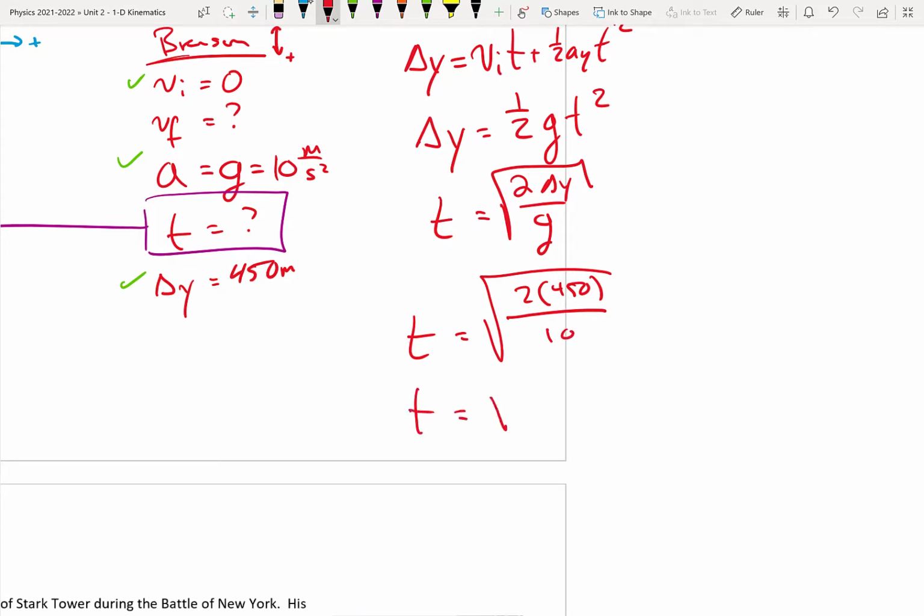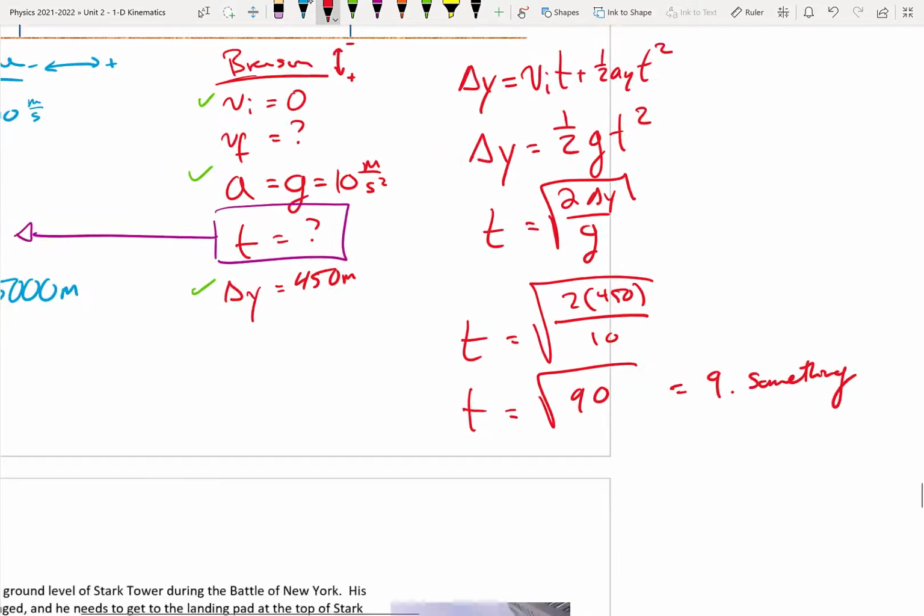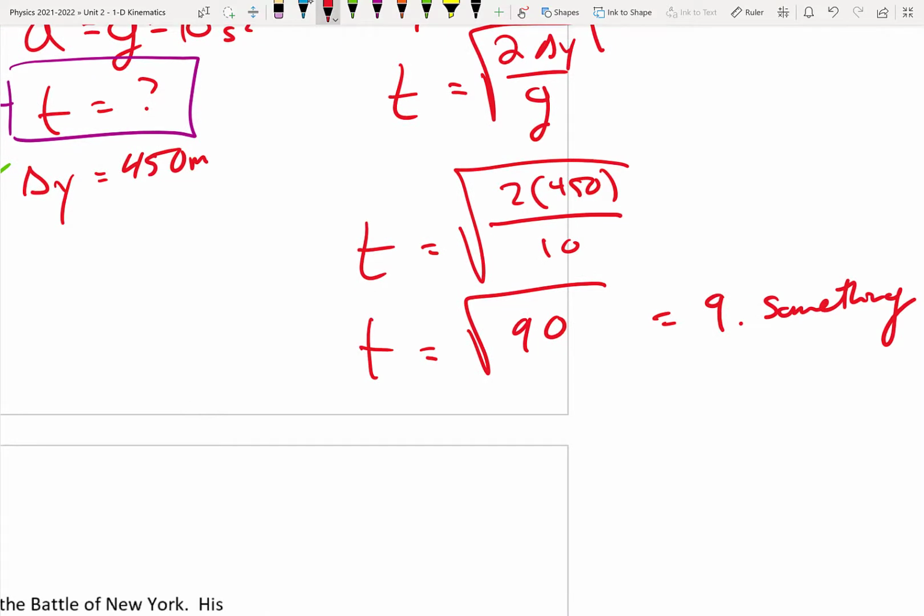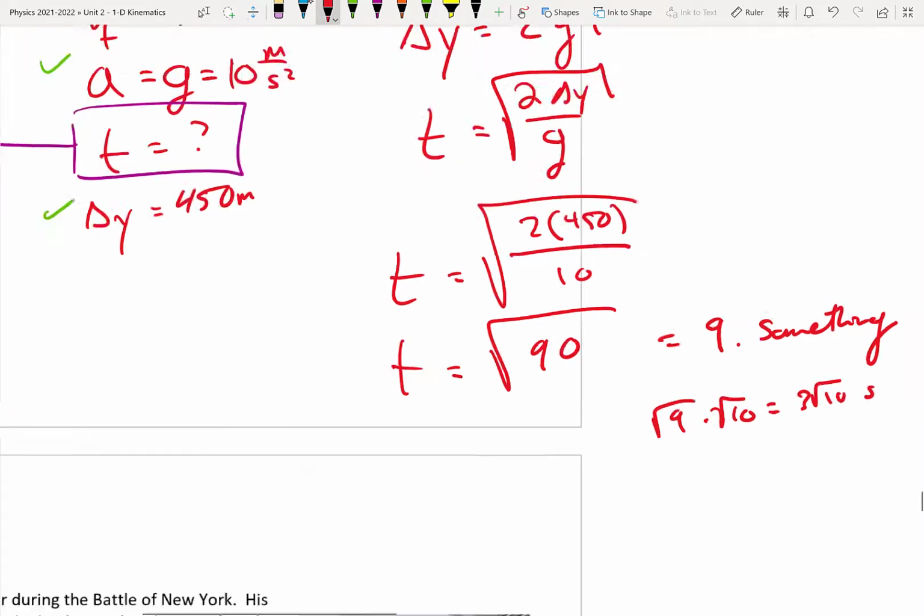So that time is going to be the square root of 90, right? Because 2 times 450 is 900, over 10 is 90. The square root of that is 9 point something. I don't know, put it in a calculator. Or wait, we could do the square root of 9 times the square root of 10. So we have 3 square roots of 10 seconds, or whatever.